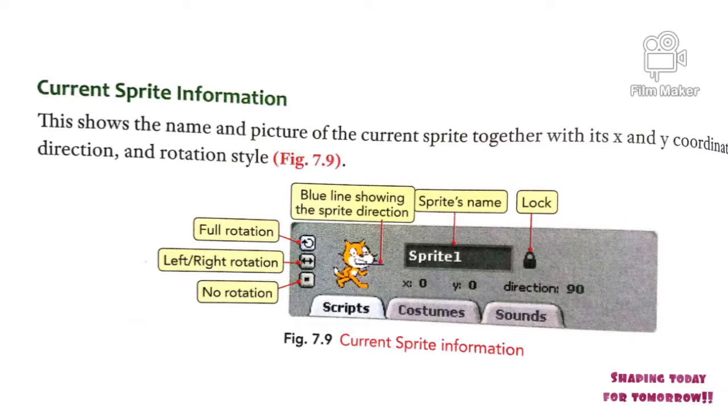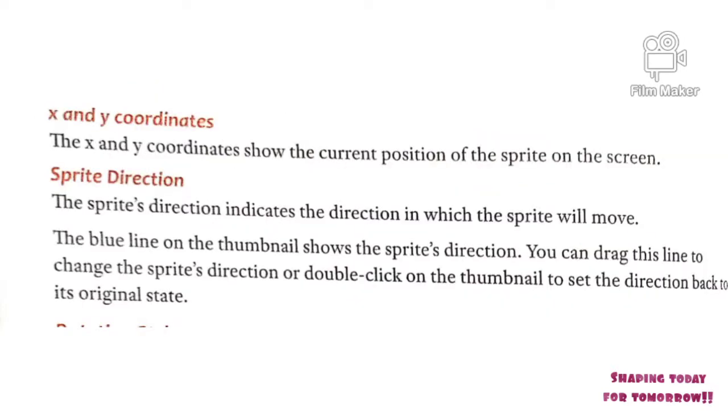Okay. Now the sprite name in this dark gray palette, you can type the sprite name. Okay, and then the lock. From this option you can lock and unlock the sprite. Okay. Now the next topic is x and y coordinates. The x and y coordinates show the current position of the sprite on the screen. So students, with the help of x and y coordinates, we can see the current position of the sprite.